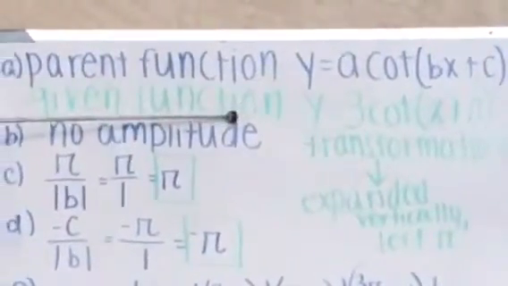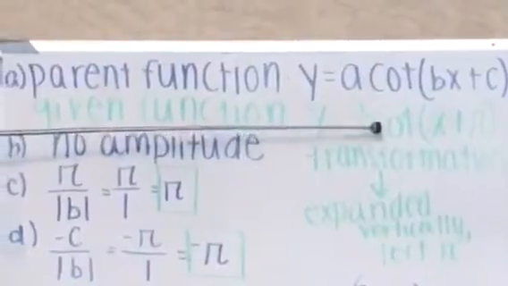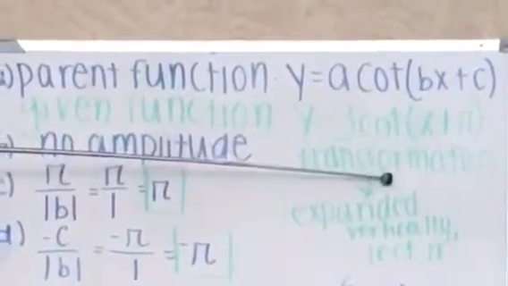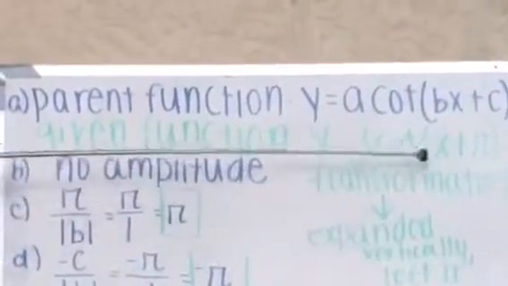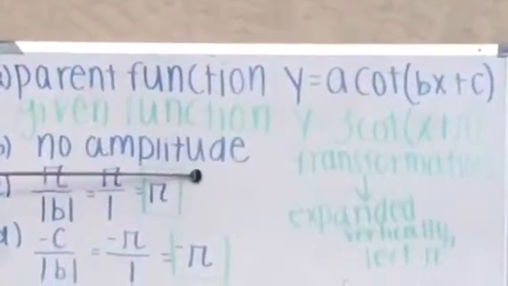Hi, I'm Nikki, and I'm going to explain my cotangent problem. The parent function is y equals a cotangent (bx plus c). I was given the function y equals 3 cotangent (x plus pi). The transformations are expanded vertically, which you get from here, and left pi, which you get from x plus pi. There is no amplitude because there are no waves, and only sine and cosine have amplitude.